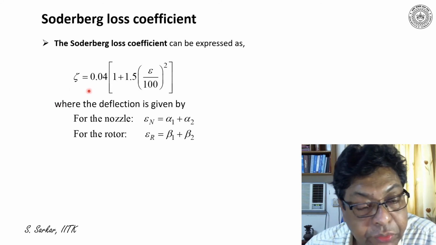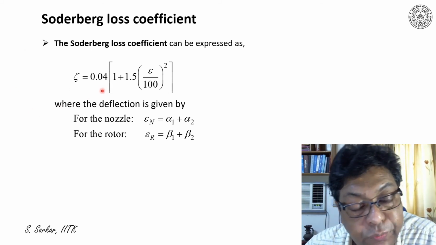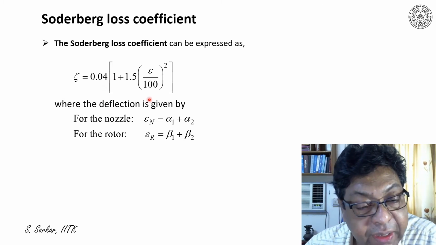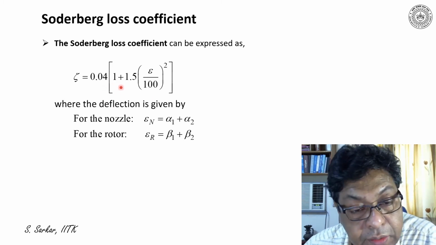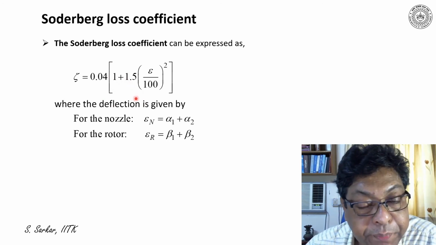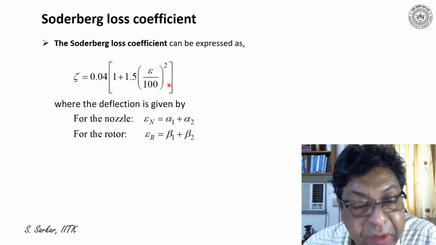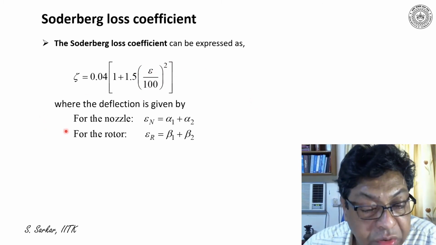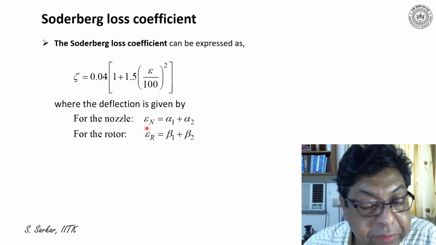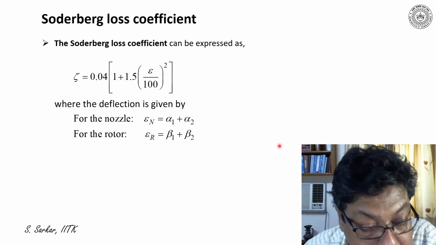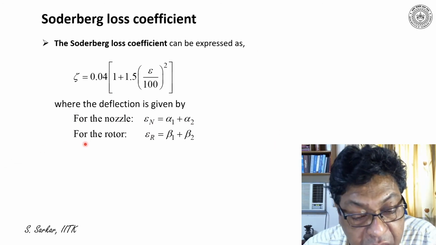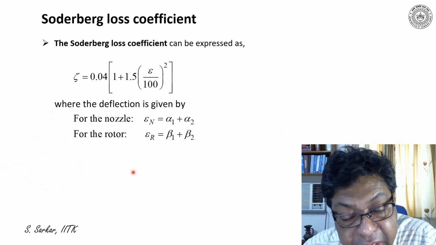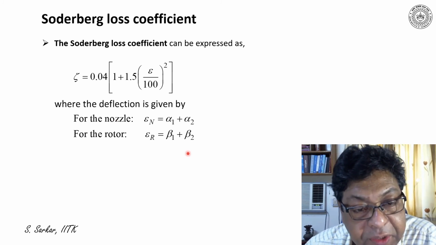zeta is equal to 0.04 within the bracket 1 plus 1.5 epsilon by 100 to the power square, where epsilon is the deflection, and for the nozzle epsilon is given by alpha 1 plus alpha 2, and for the rotor epsilon can be stated as beta 1 plus beta 2.